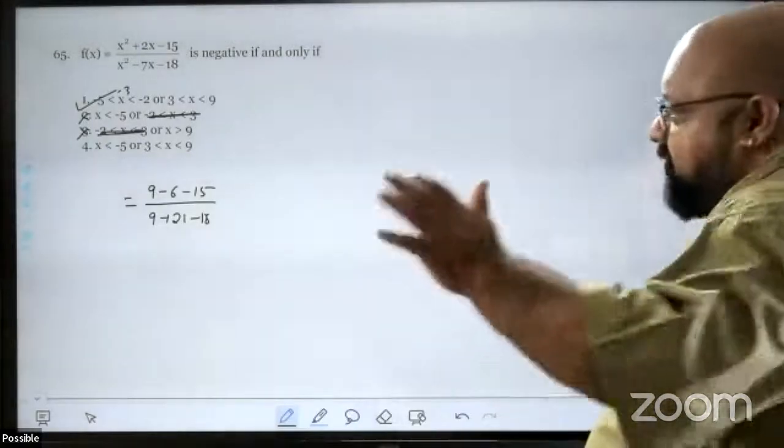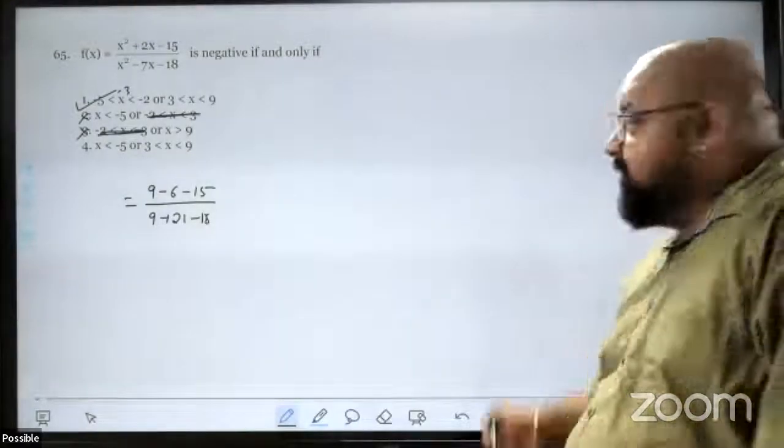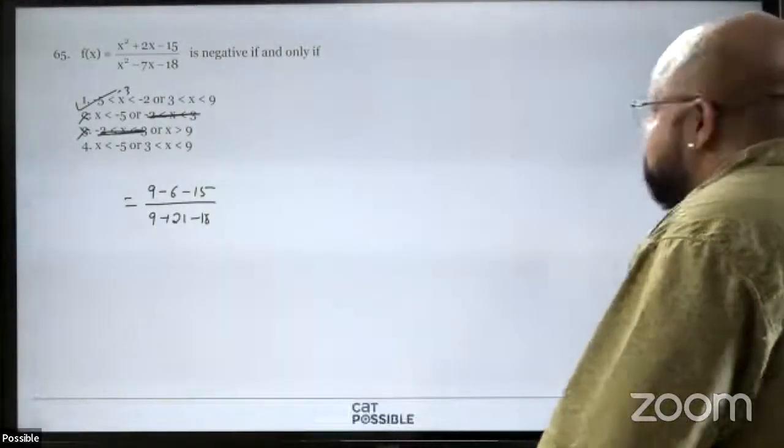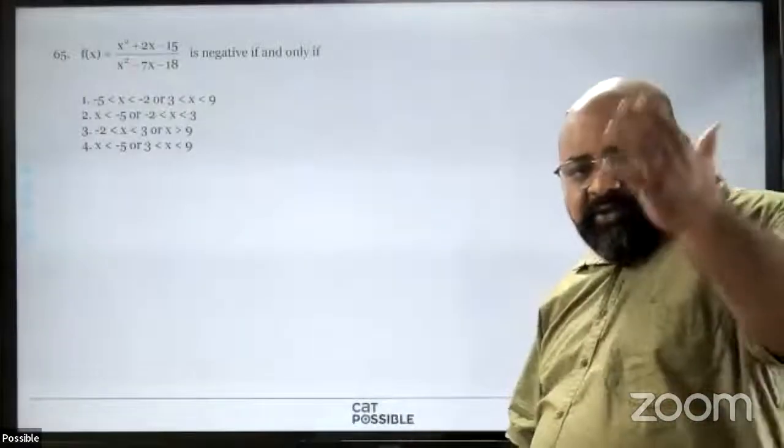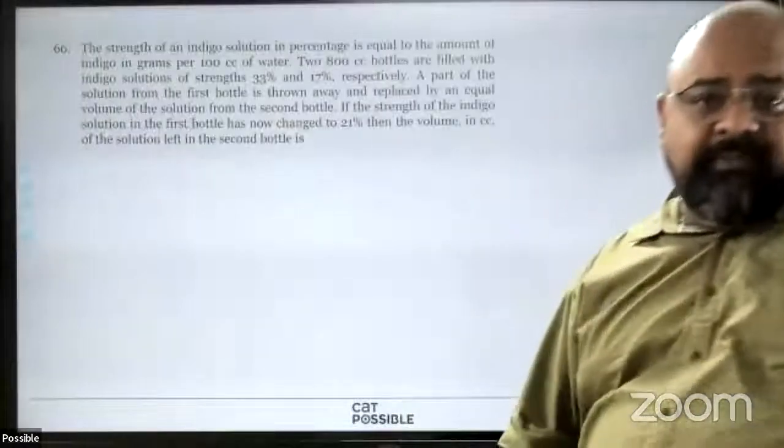Again, straightforward question because there were options given to me. So the best approach is to look at the easy value to solve, eliminate options, and you're done with the question.